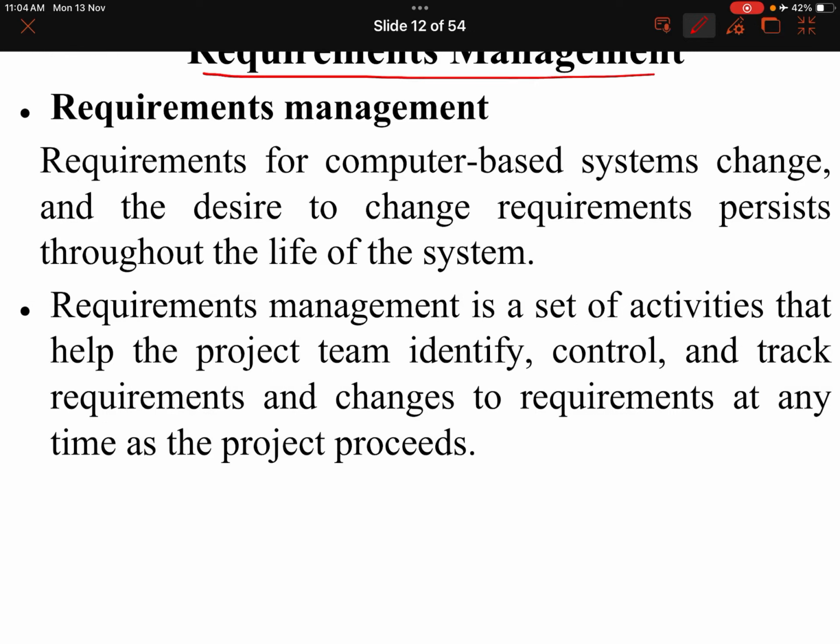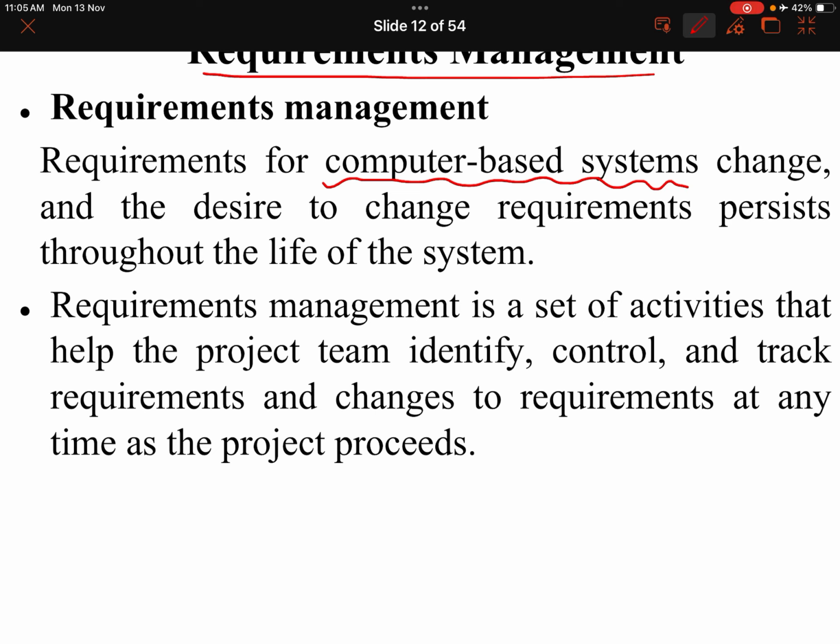Requirements management. Requirements for a computer-based system change, and the desire to change requirements persists throughout the life of the system. Requirements management is a set of activities that help the project team identify, control, and track the requirements.